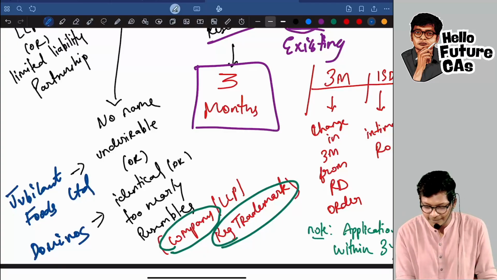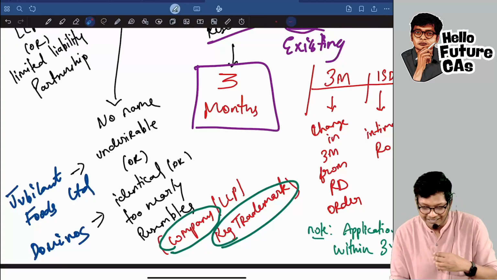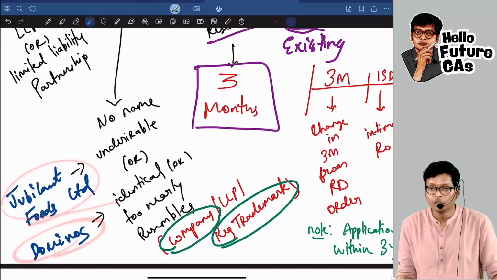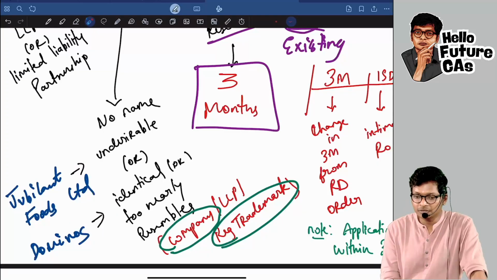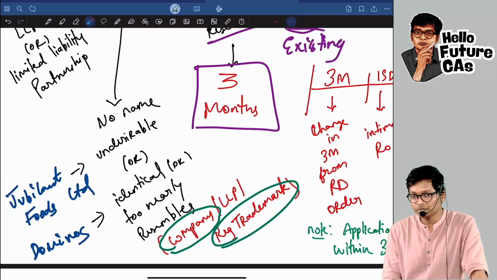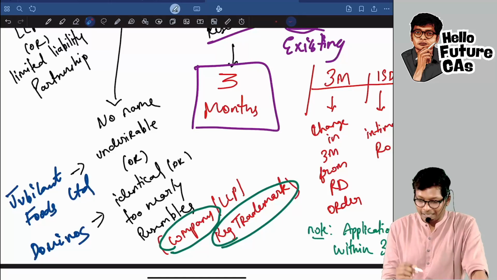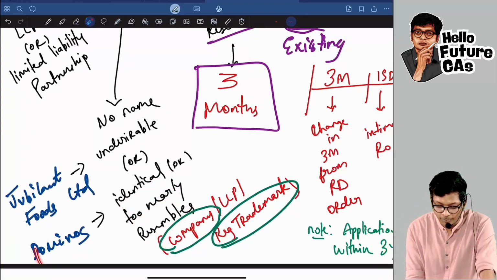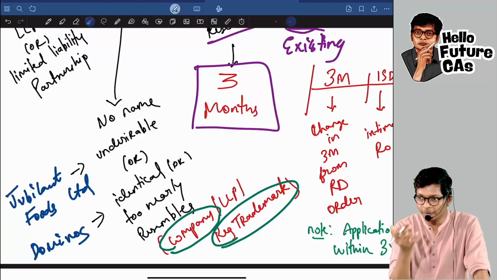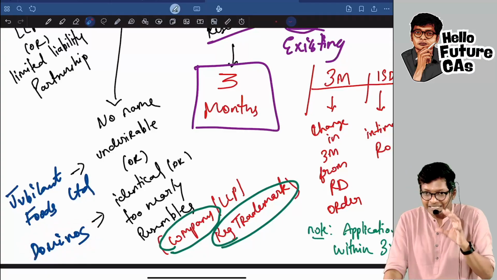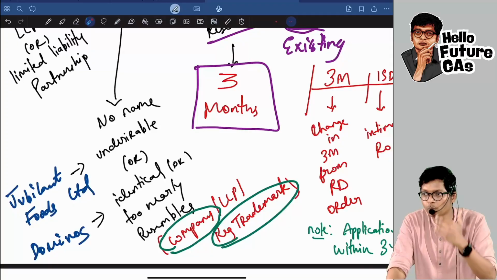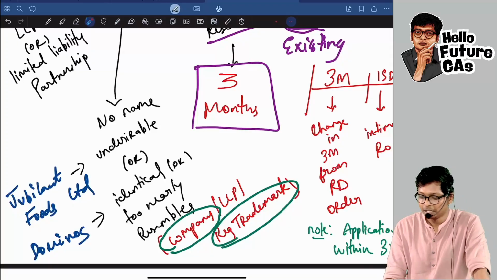Clear? So if I am starting an LLP today, I cannot start an LLP in the name of Domino's or Jubilant Foods. Can I start Domino's with a double S? Domino's with two S? No. Identical, okay, or too nearly resembling, you can't start. Can I start Pomino's? Yeah. Domino's and Pomino's have a difference. The pronunciation, that name should not reflect Domino's. Are you following, guys? Clear? That decision is left to the ROC to decide. Are you understanding, guys? In the study material, one example is Sun Pictures, I am starting Surya Pictures.